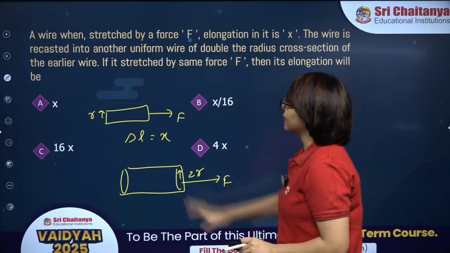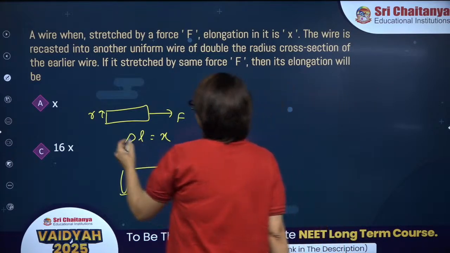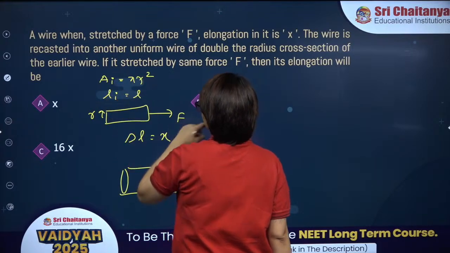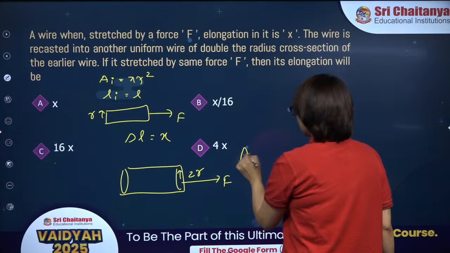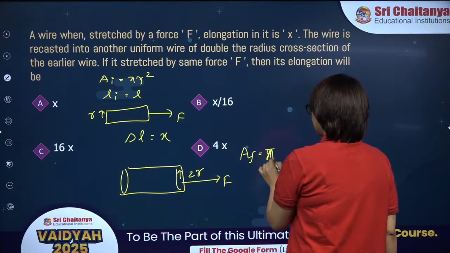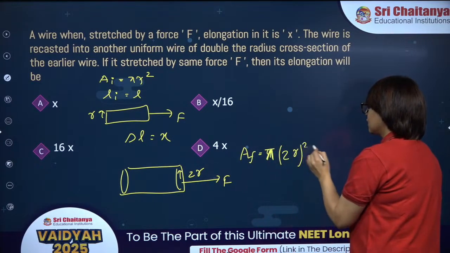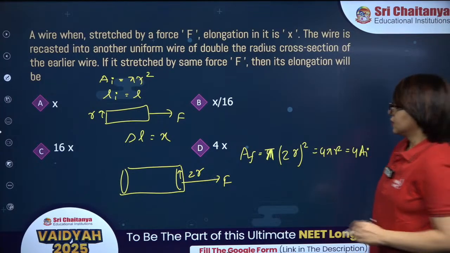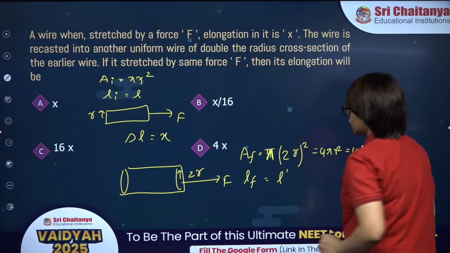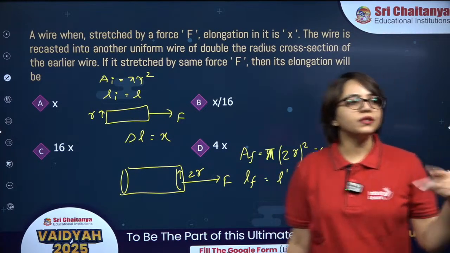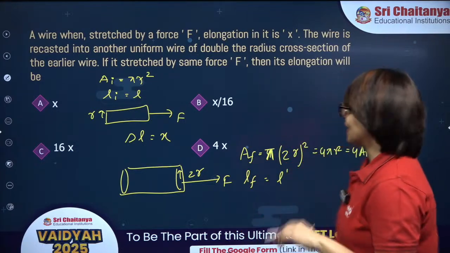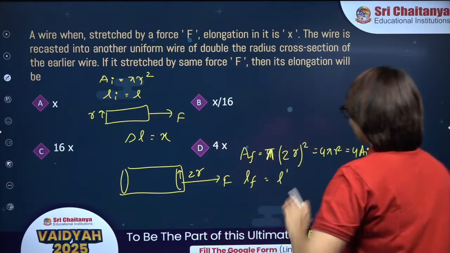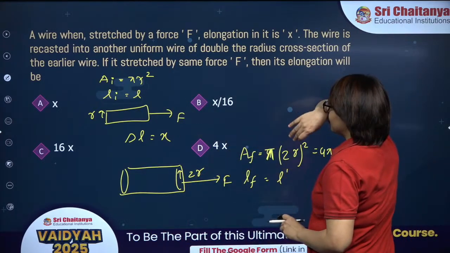You have to recast the wire. So the initial area is pi r square and the initial length is L. Now the final area is pi times 2r whole square. So it will be 4 pi r square, which is 4 times the initial area. And the final length is, let's say, L dash. So we are keeping the volume the same, right? None of you guys are correct, let me tell you. We are keeping the volume the same, right? So if you compare initial volume with final volume, you will get the length.